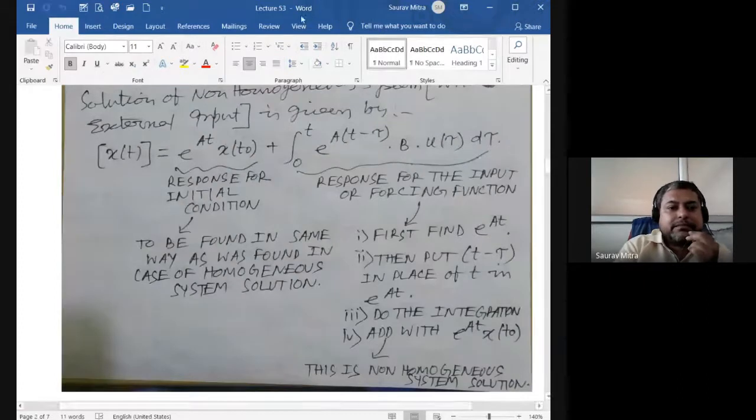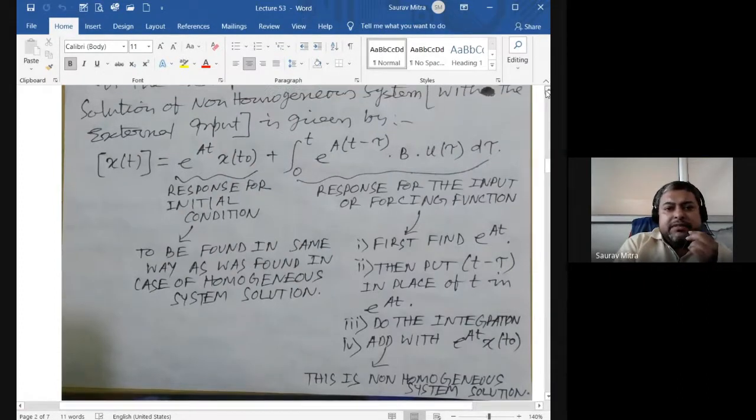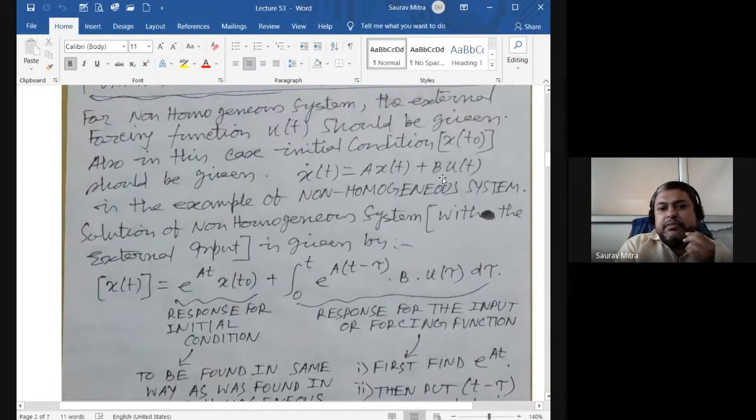So just see. Now the system is given as x dot t is equal to Ax(t) plus Bu(t). How to find the solution for this non-homogeneous system? First, why is this non-homogeneous? Because now u(t) is given, because a forcing function is given. That's why it is called non-homogeneous.